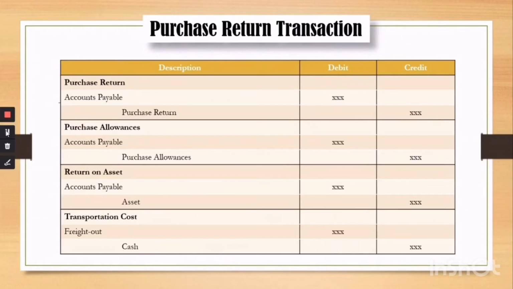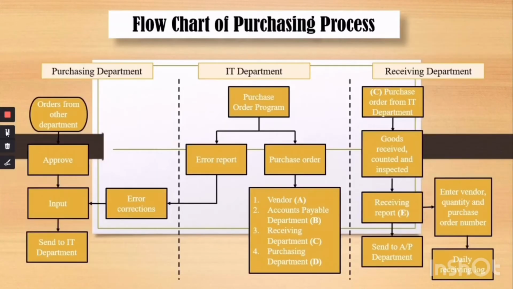The next one is purchase return transaction. For purchase return, we will debit accounts payable, credit purchase return. Purchase allowances, we will debit accounts payable, credit purchase allowance. For the return on asset, we will debit accounts payable and credit asset. And for the example of asset and also expense account, we will use transportation costs where we debit freight out, credit cash.